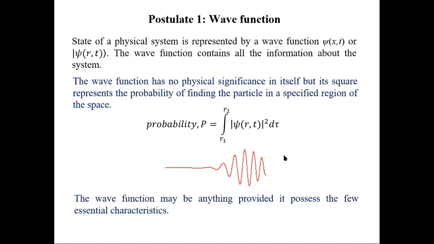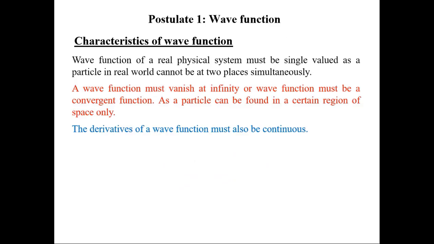A wave function may have any form of mathematical function, ranging from real to complex variables or trigonometrical to exponential functions. The only condition is that it must follow a few essential characteristics. These characteristics are as follows. A wave function of a real physical system must be single valued, as a particle in the real world cannot be found at two places simultaneously.